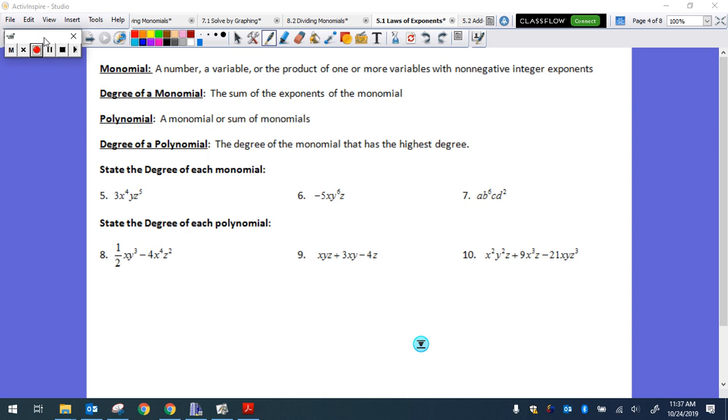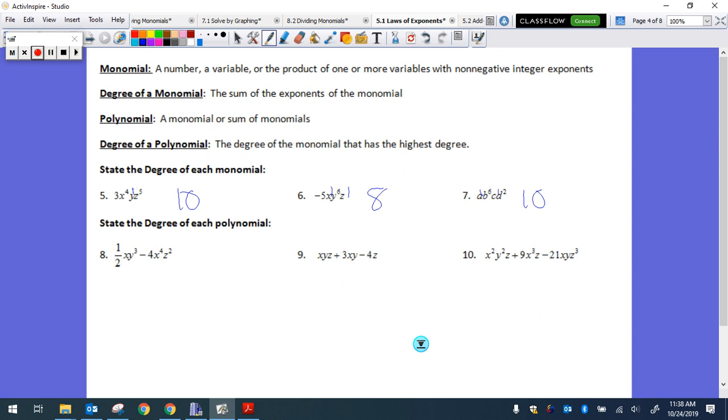Okay. A monomial is a number, variable, or product with one or more variables, with non-negative integer exponents. So a monomial, it just has one term, basically. The degree of the monomial is the sum of the exponents. So like this degree, we would add the exponents. We would do 4 plus 1 plus 5 and get 10. Same thing here. We do 1 plus 6 plus 1 and get 8. Here we get 1 plus 6 plus 1 plus 2, 7, and 10.